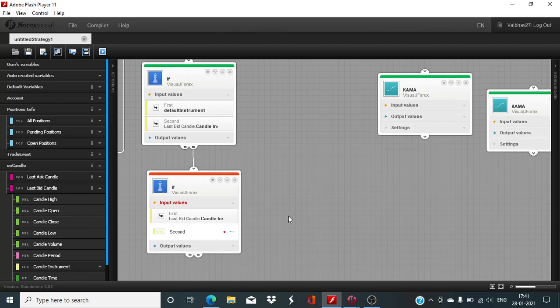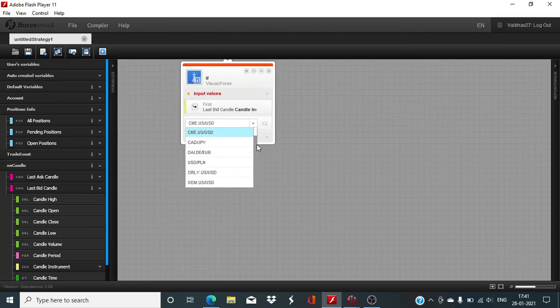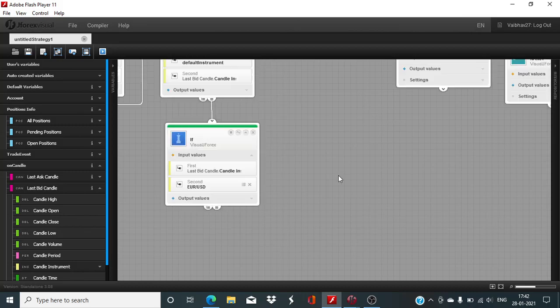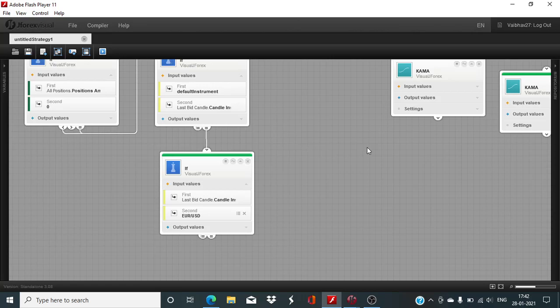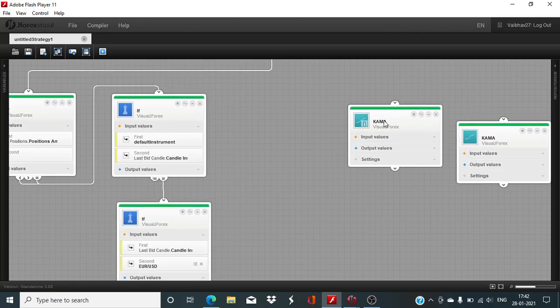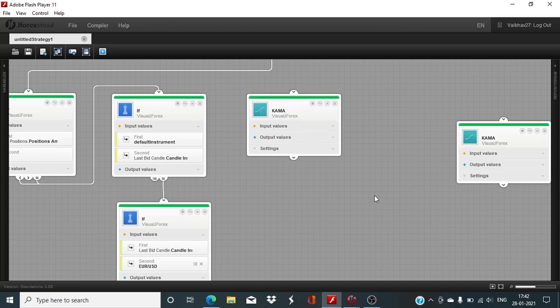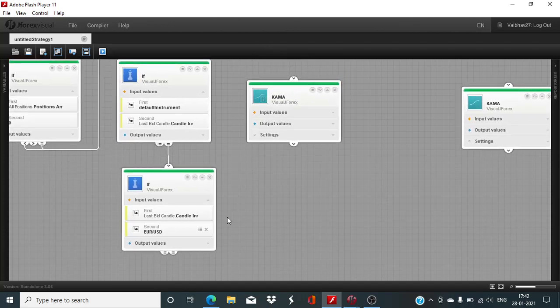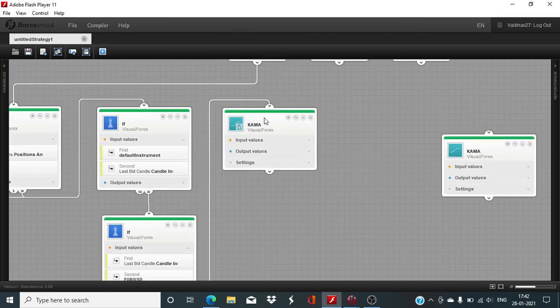And then we will also need to define EURUSD here. Let me see, where is EURUSD? Okay, I got it. Now we have done the instrument subscription and the condition for execution of the trade using the block. Candle instrument should be equal to EURUSD.